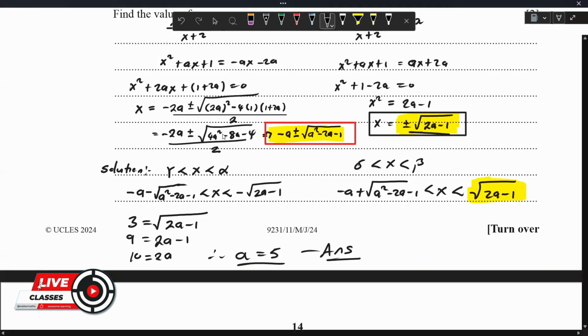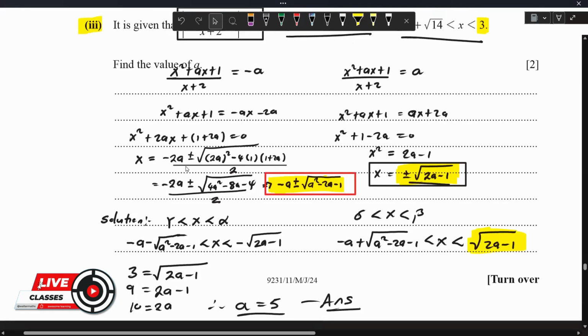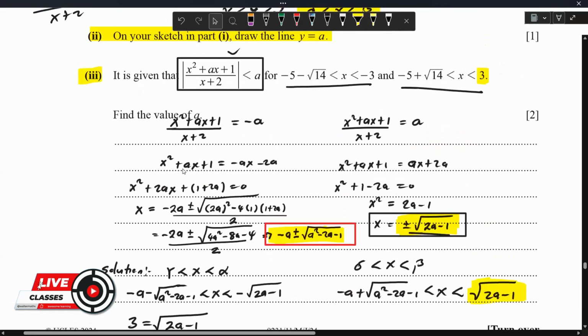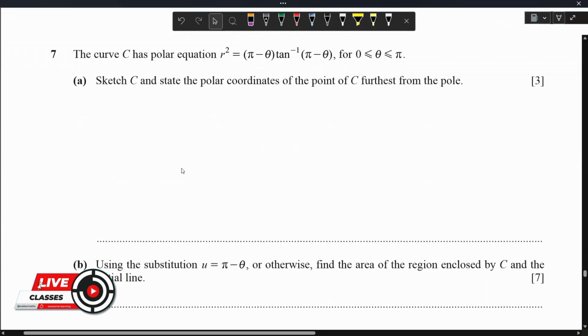It's a bit of a wild question, but I don't know if you understood what I did here. I understand. You do. Okay. Perfect. Now we need to move on to the next question, which is question number 7.